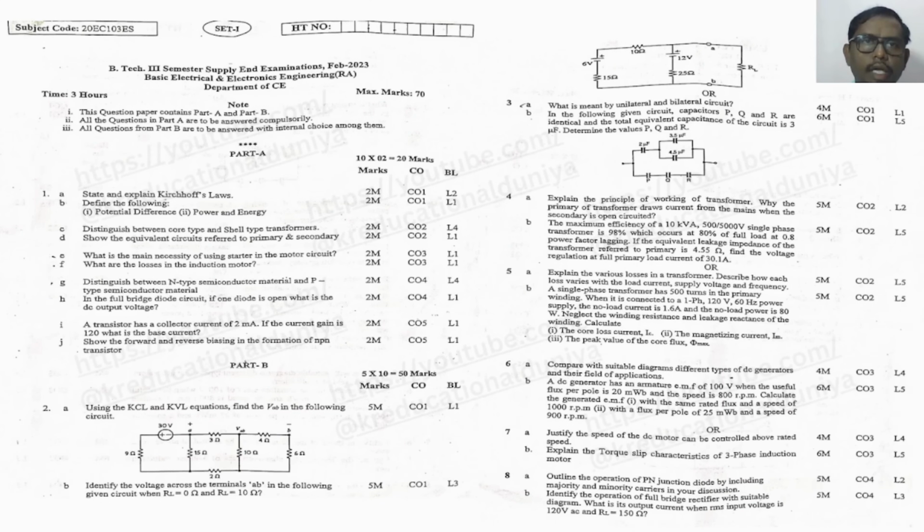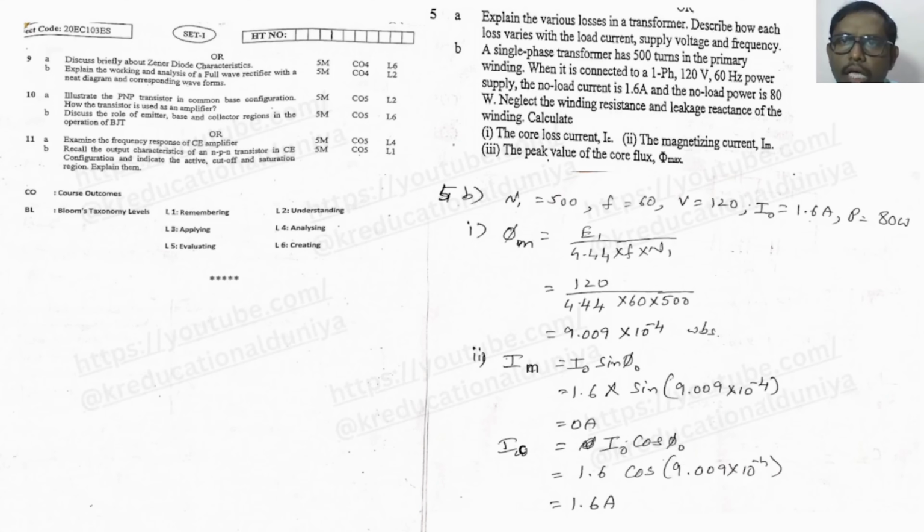Here we are going to see another question paper. It is a BTech third semester supply exam paper, February 2023. The subject name is Basic Electrical and Electronics Engineering. Here we have 5B, a transformer problem. They have given 3 pages of question paper. We'll see about that problem.